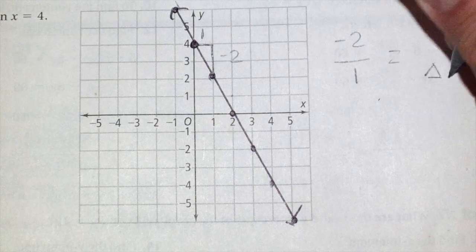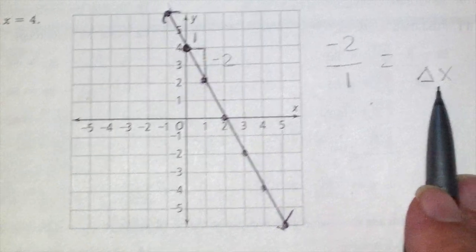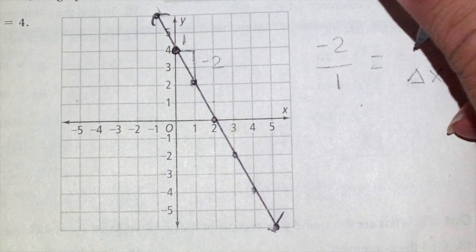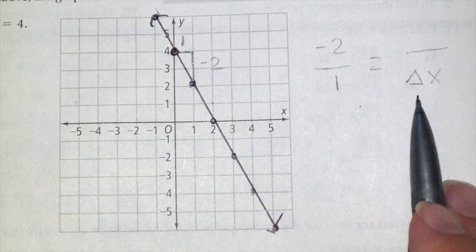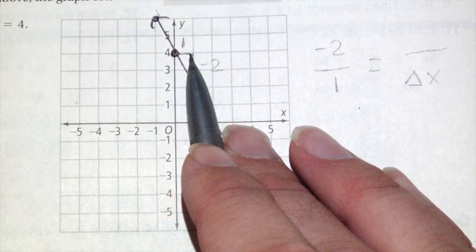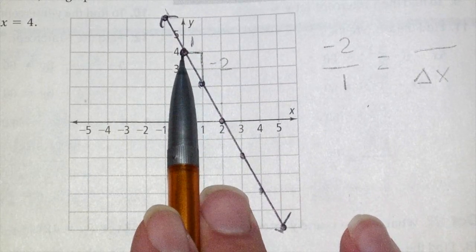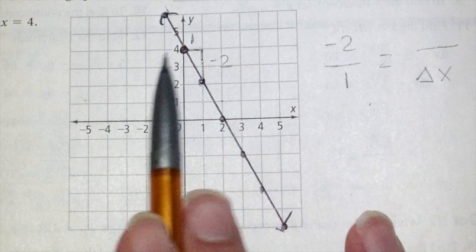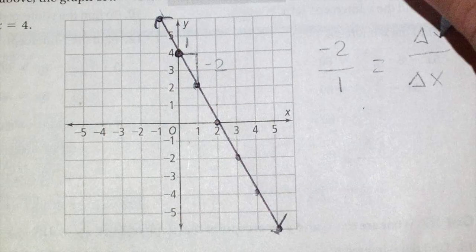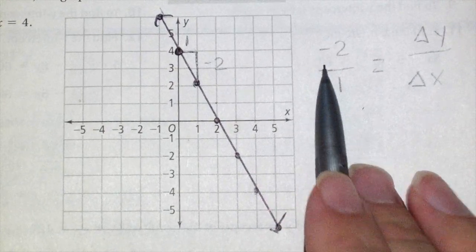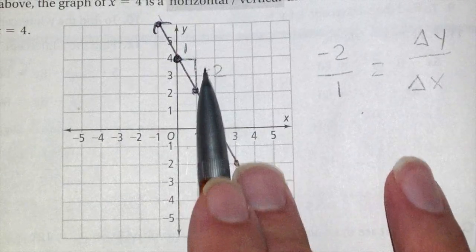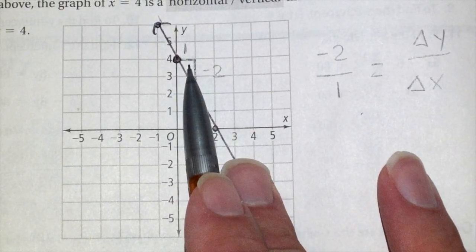So the bottom was just telling us the change in x. And this triangle, you've probably seen it before, means change. So basically we changed x 1, the change in x was 1, and the change in y was -2. Okay? So slope is just the ratio between how much y is changing compared to x.